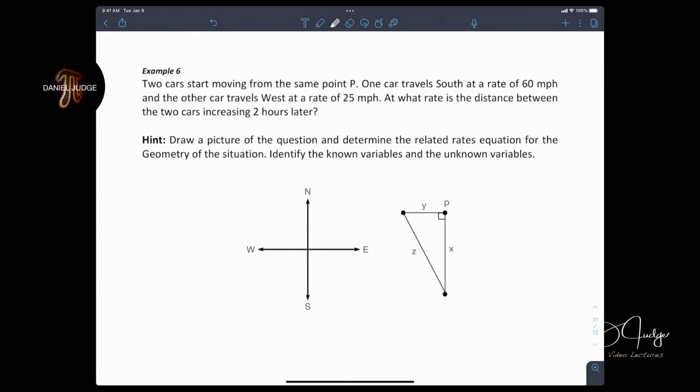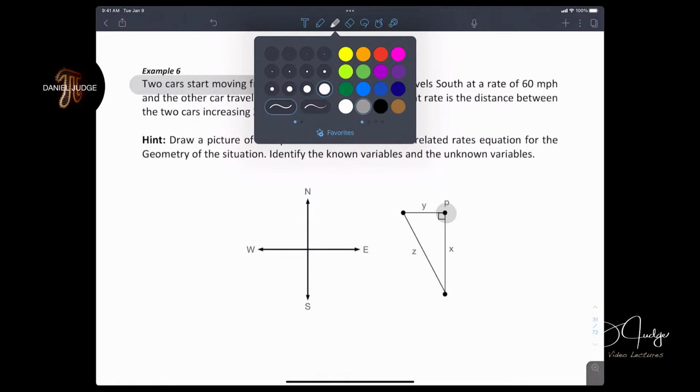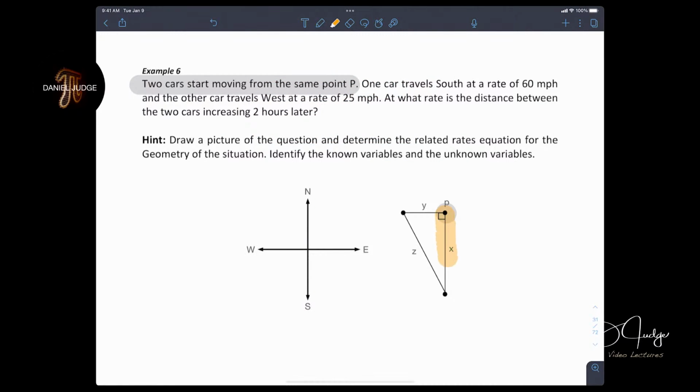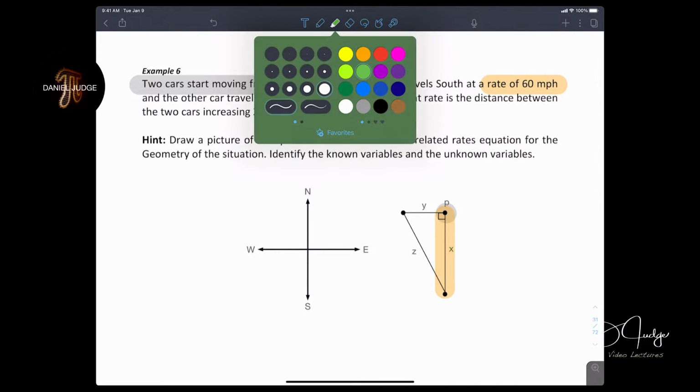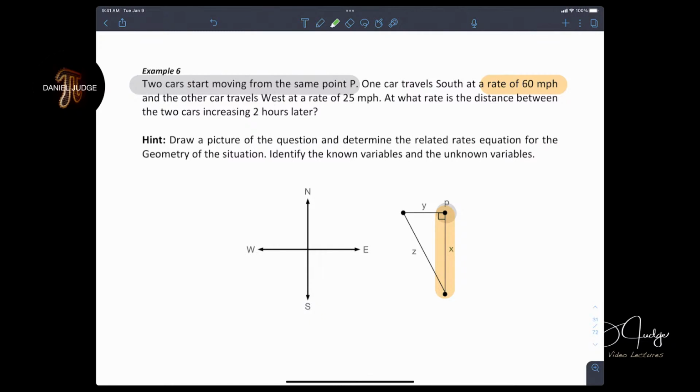So as we read this, we have two cars starting from the same point. So here's the starting point. One car travels south at the rate of 60 miles per hour. The other car travels west at the rate of 25 miles per hour. So one car is traveling south at a particular rate, 60 miles per hour. Another car is traveling west at the rate of 25 miles per hour. Now the question is going to be, at what rate is the distance between the two cars increasing?